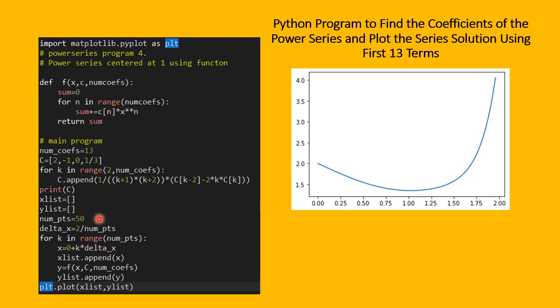So the number of points that I'm going to graph are 50. Between 0 and 2, I'm going to look at 50 discrete values of X.